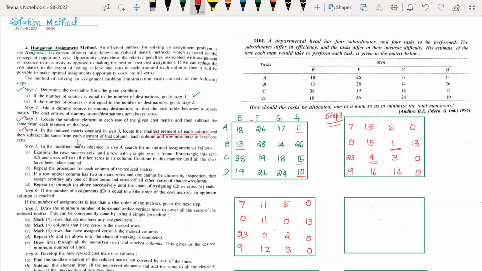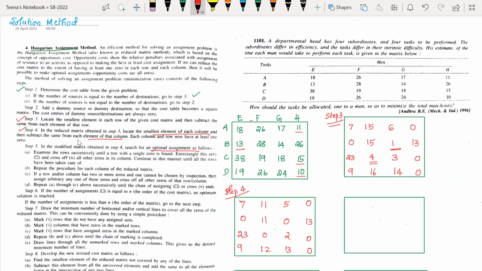Now we go to step 5. This is step 4. Now we go to step 5. In the modified matrix obtained in step 4, search for an optimal assignment as follows. So we search for an optimal assignment. See what is to be done.